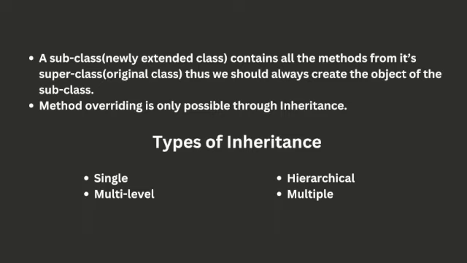Method overriding is only possible through inheritance, and the subclass contains all the methods from the superclass. So we should always create the object of the subclass, which is the child class, because it already inherits the methods from the parent class. There are four major types of inheritance in Java: single-level inheritance, multi-level inheritance, hierarchical inheritance, and multiple inheritance. Now we will talk about single-level inheritance.